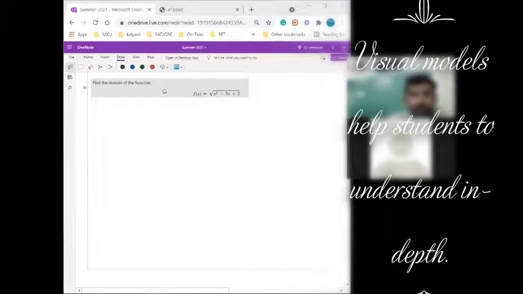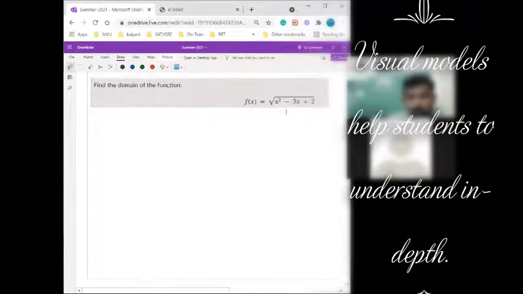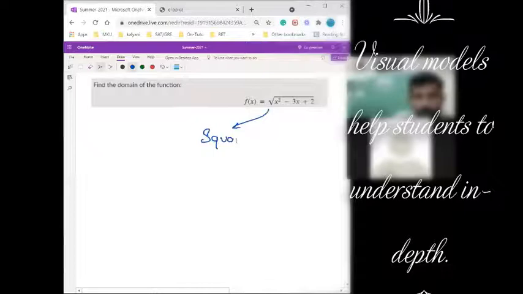Okay, so for this function right here, we're finding the domain of the square root function. One thing you look at here is that you have a square root function, and inside you have a polynomial function.